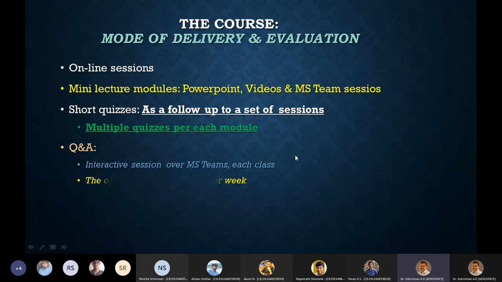And there is an interactive session, as you know: Saturday sessions are reserved for Q&A. Though they are optional, whenever you have any questions or doubts or anything to be clarified or discussed about the course, we can make use of that slot.